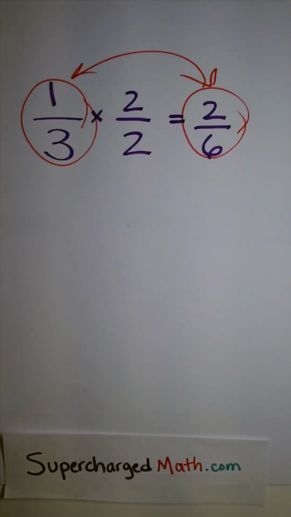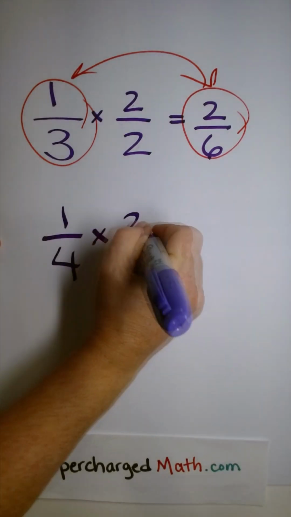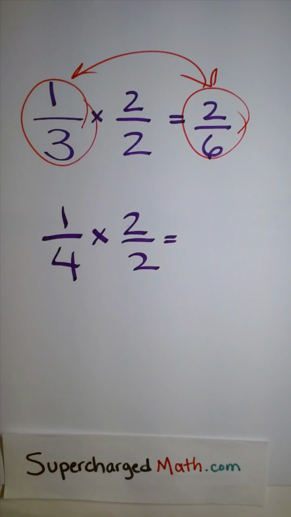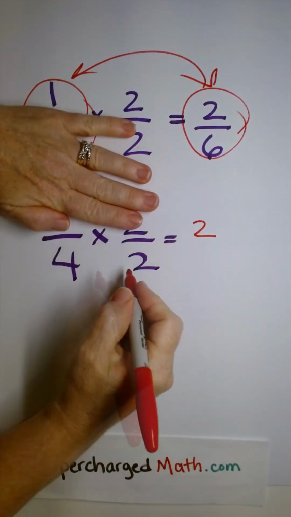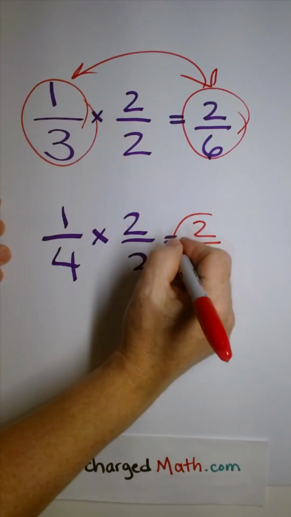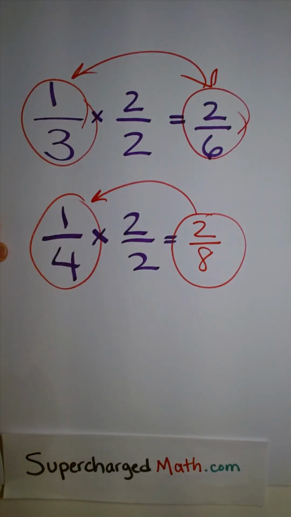Let's try it again. If I have the fraction 1/4 and I multiply it by 2 over 2, so 1 times 2 is 2, 4 times 2 is 8. 2/8 is equivalent to 1/4. So what have we done?